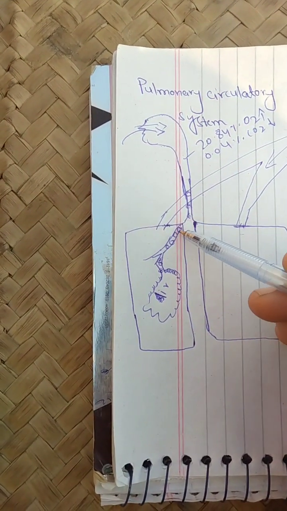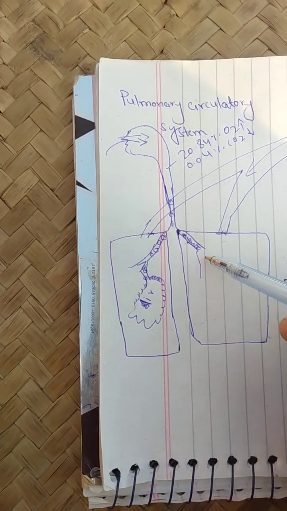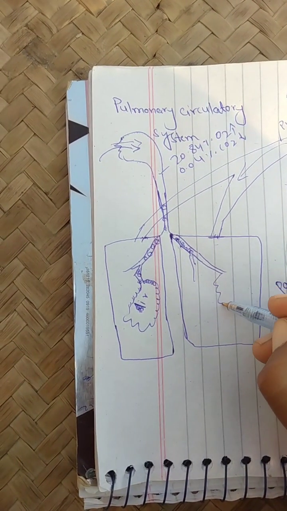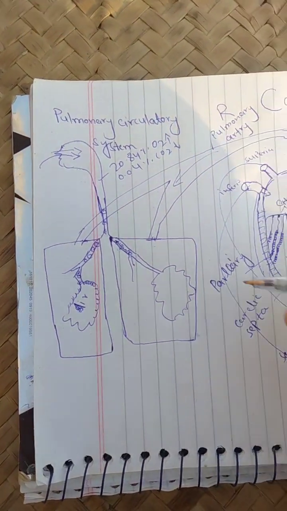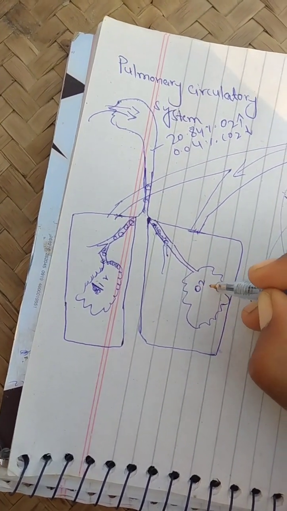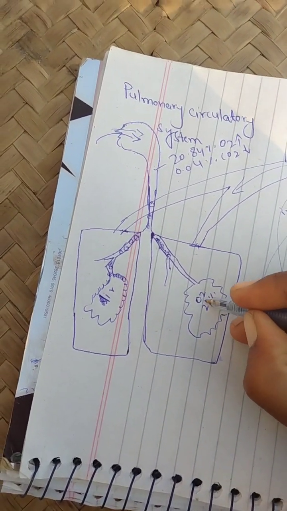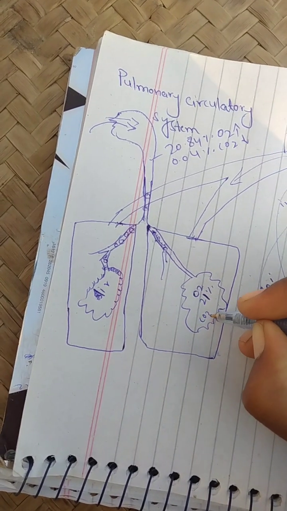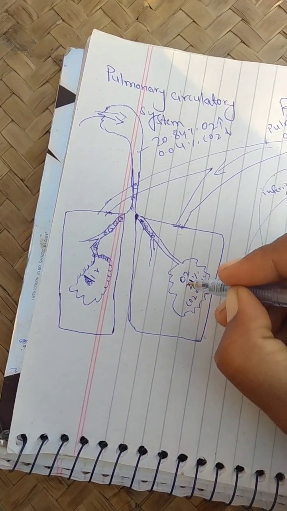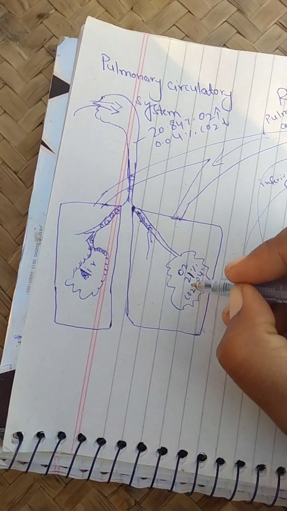The trachea divides into bronchi. These are the two bronchi, which divide into bronchioles, and the bronchioles divide into the air sacs, or alveoli. In the air in the alveolus, oxygen is 21% and carbon dioxide is 0.04%. So oxygen concentration is high in the alveoli and carbon dioxide concentration is low.